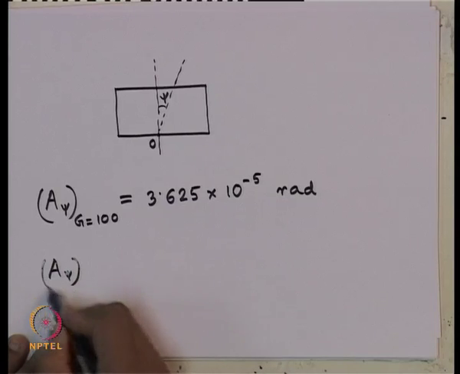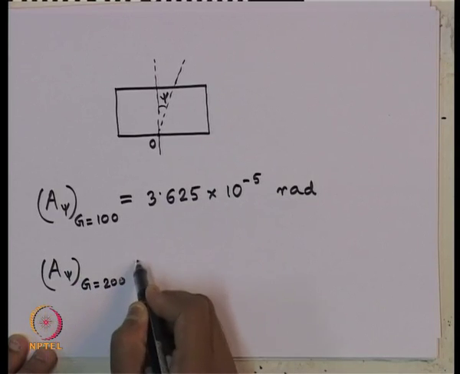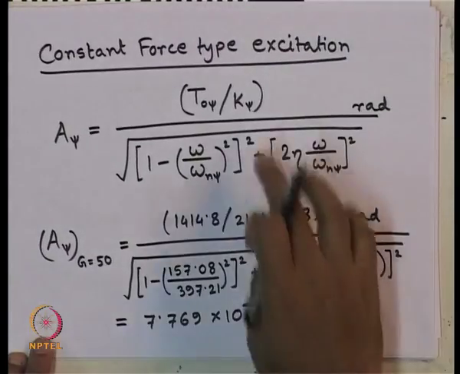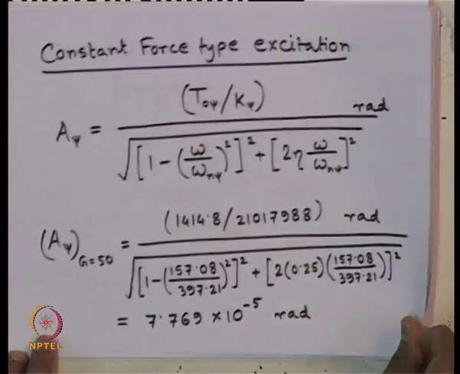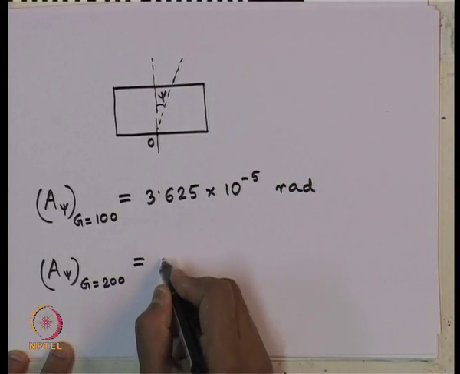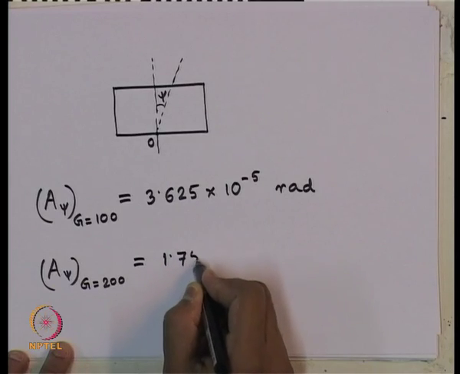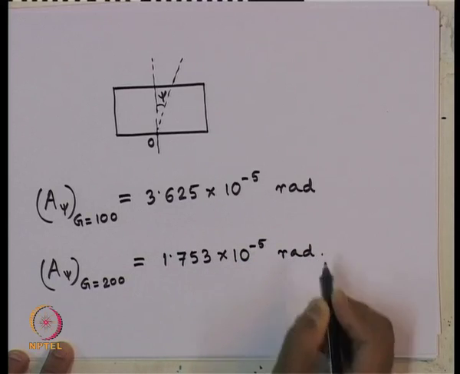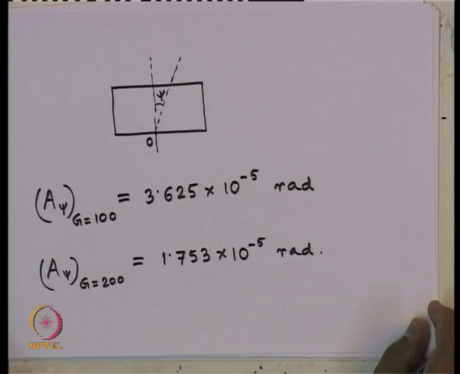Also for the third type of soil with G equals 200, if we put the corresponding values of k psi and omega n psi for G equals 200 kg per centimeter square, we will get 0.753 into 10 to the power minus 5 radian. These displacements we have computed are at operating frequency. Now, we need to find out the displacement amplitude at resonance frequency also.